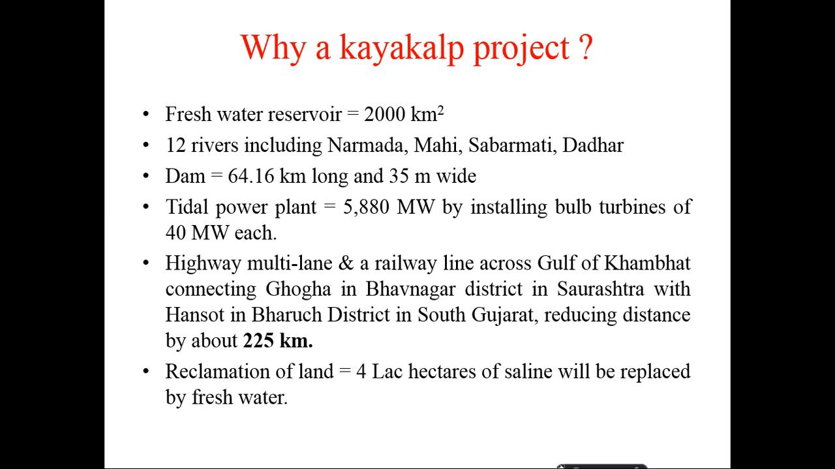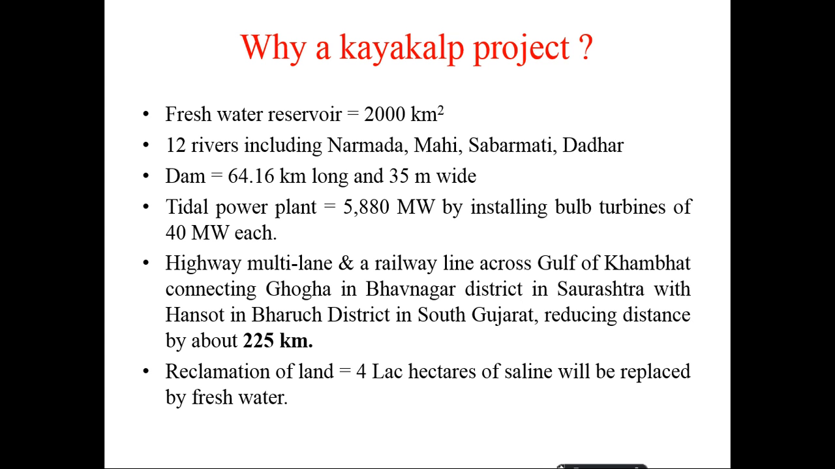It includes 12 rivers. For Gujarat, we have the Dhadhar, Sabarmati, Mahi, and Narmada. We have an approximately 65 kilometer long dam, 35 meters wide, with a tidal power plant of approximately 5900 megawatt by installing bulb turbines of 40 megawatt each in a row. Similarly, we have a multi-lane highway and railway crossing lines for the same.